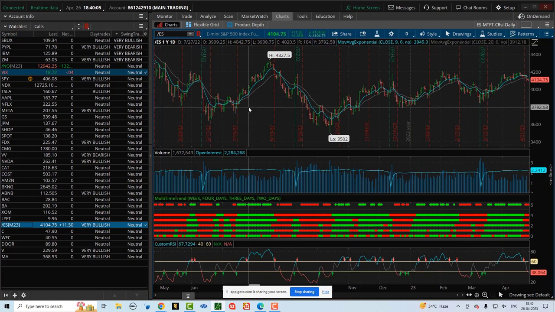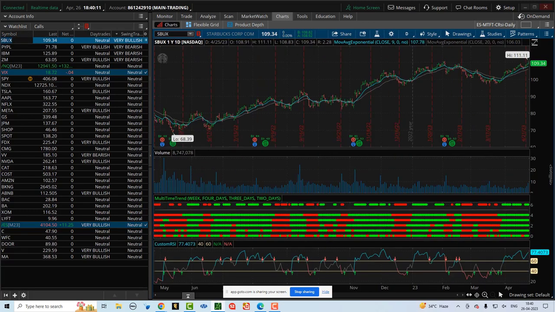This is, of course, the ES futures. And on our swing trading watch list, you're looking at Starbucks. So let's take a look at Starbucks. Why is this bullish? Sure enough, you can see in the last 2 weeks, 3 weeks, Starbucks has been moving up nicely and steadily. And so you will see some indicators here. We will get to that.